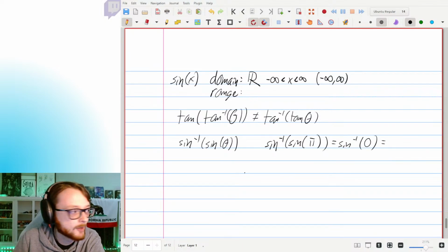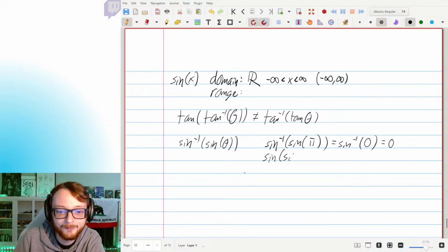And inverse sine of 0, that should still be 0, right? Yeah. Whereas if we have the reverse direction, sine of inverse sine of pi, I believe this one just works. Oh, yeah. This is the direction where inverse sine of pi isn't defined, but you are allowed to cancel the functions and just say that it's pi.